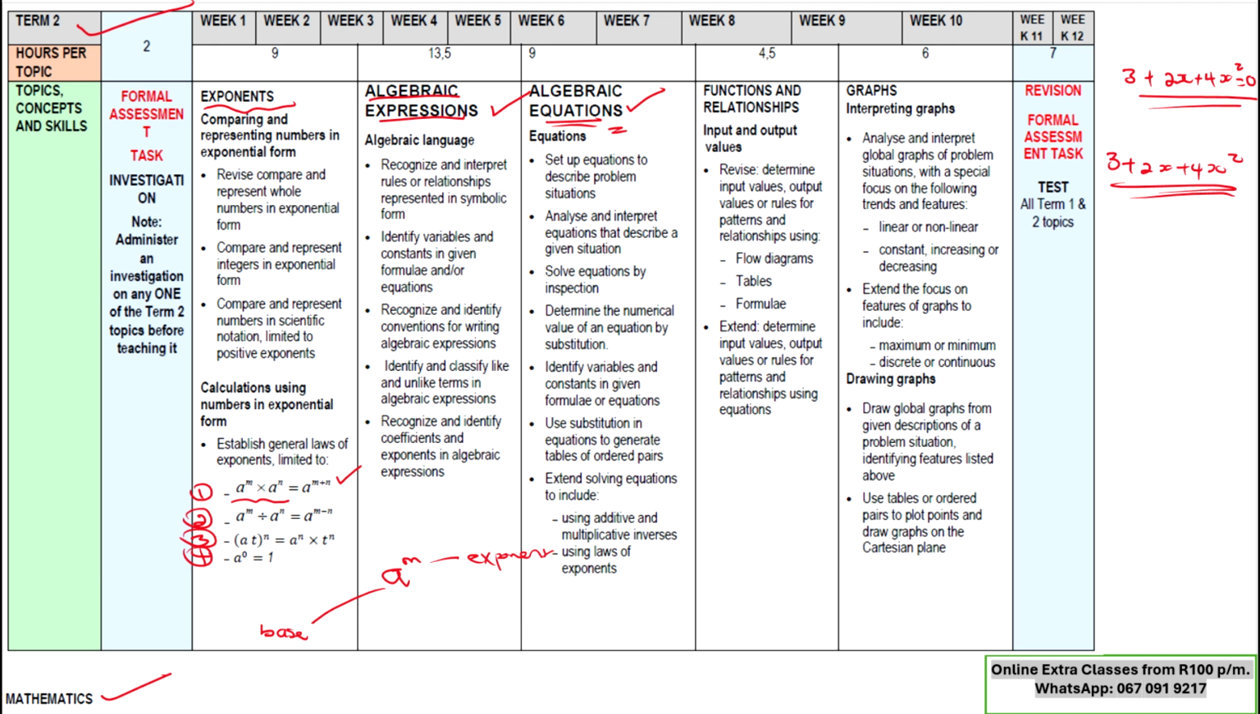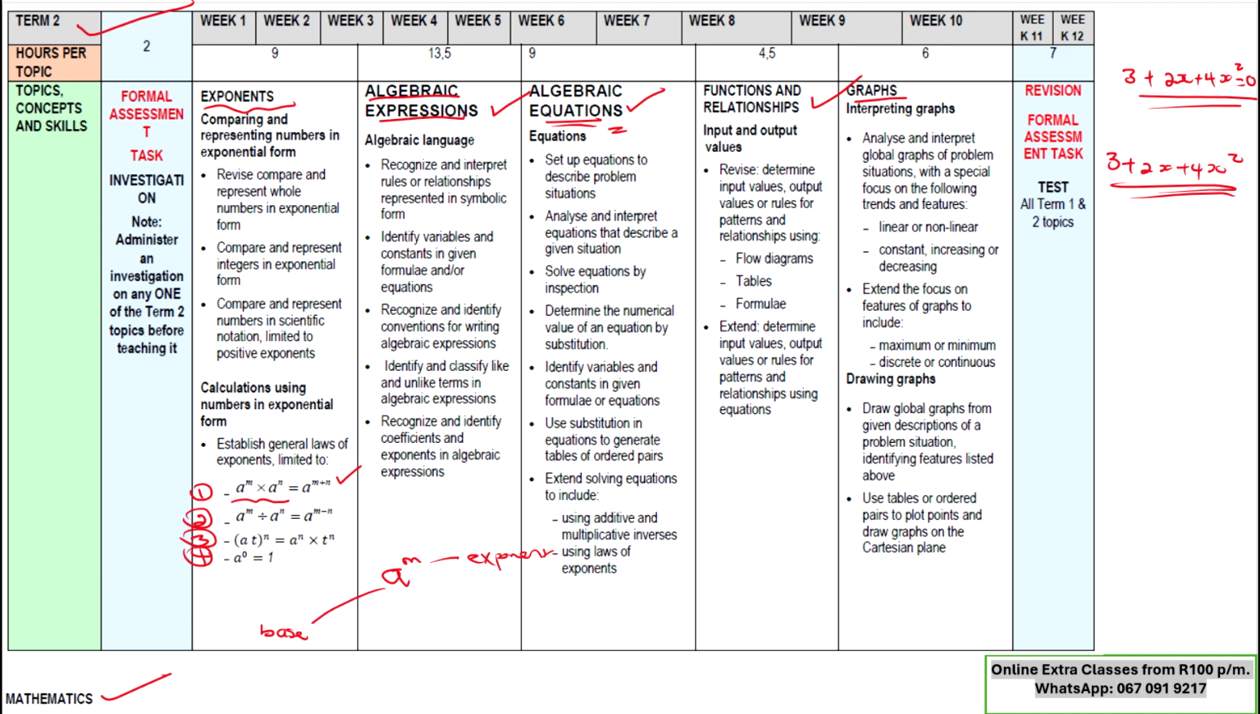Okay, and then we also need to understand functions and relationships as well as graphs. Another thing that we need to understand is that in term 2 we cover both term 1 and term 2 content. So we need to understand both term 1 and term 2 content.